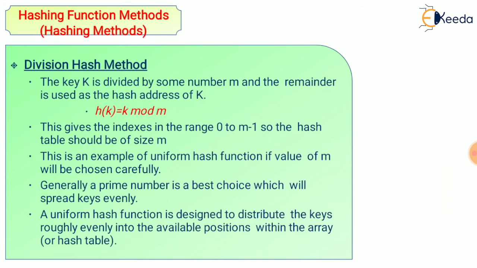Now, what are the different hashing function methods? Because we have to calculate the hash function, for that different hash methods are available and we can use them. So here we discuss two methods, that is the division hash method and the folding method. The division hash method is what we used in the previous example to calculate the hash function.